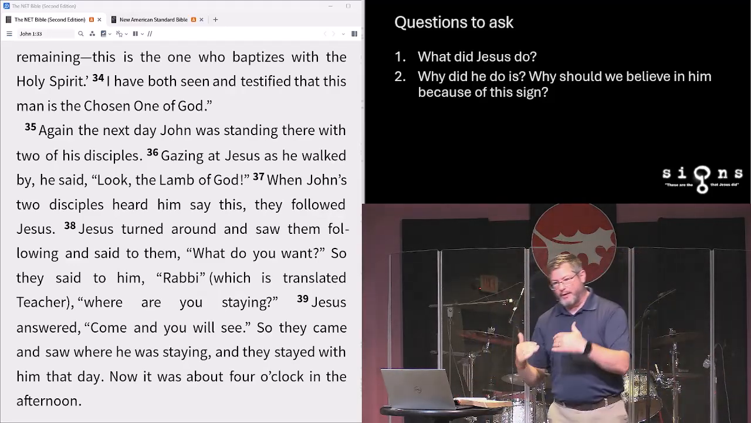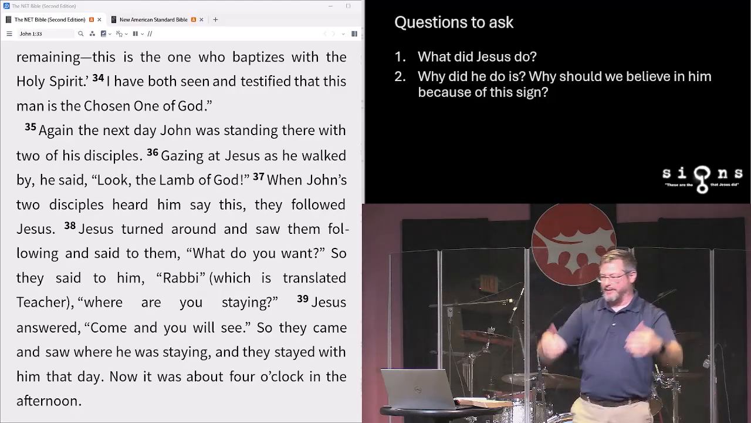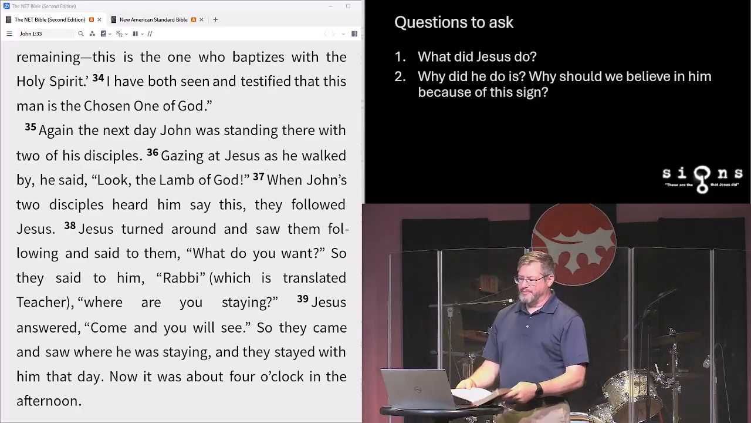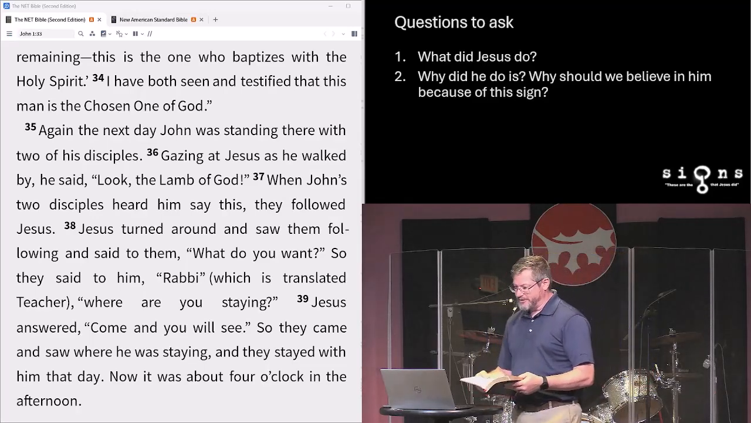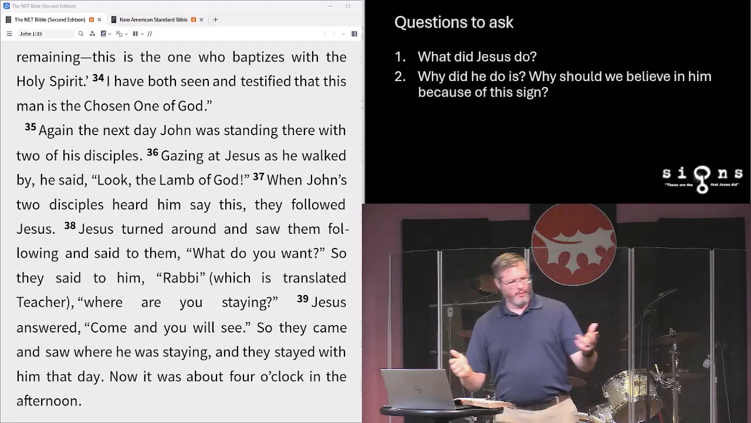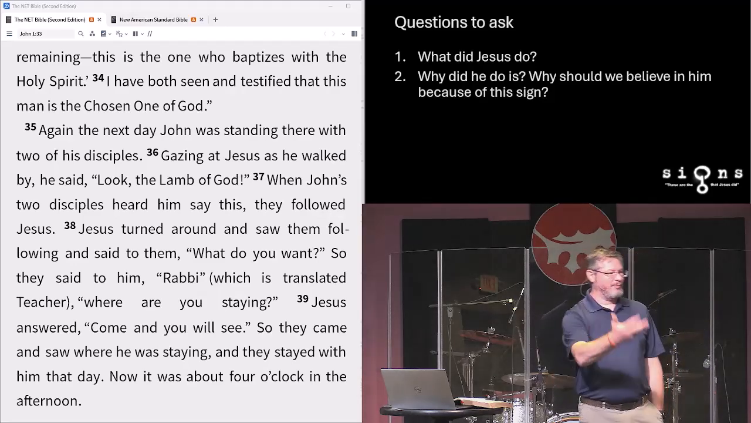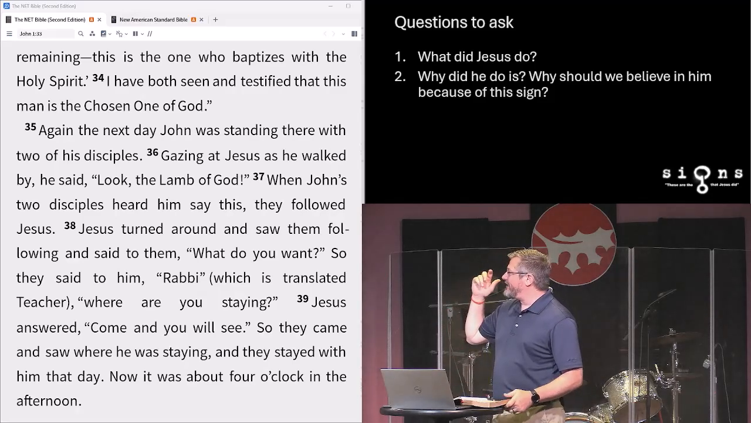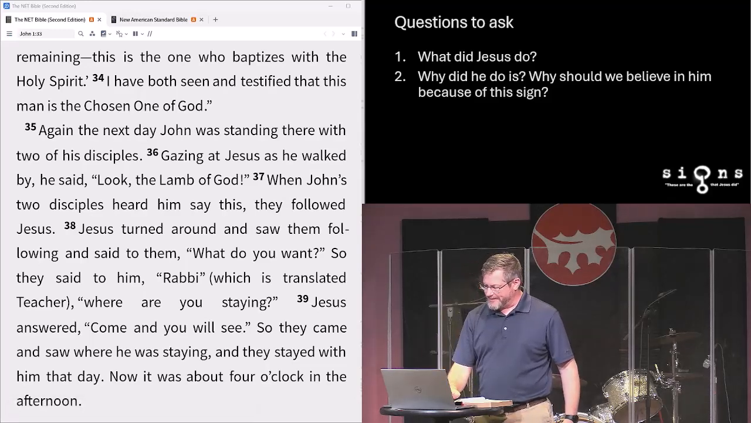He was doing what he was supposed to do, pointing people to Jesus, right? It was not about John the Baptizer. It was about Jesus. Look, the Lamb of God, 2 days in a row. When John's 2 disciples heard him say this, they followed Jesus, exactly like they were supposed to. Jesus turned around and saw them following and said, "What do you want?" I don't think it was that tone. And they said, "Rabbi," Hebrew for teacher, "where are you staying?" Jesus said, "Come and see." And they stayed with him that day.